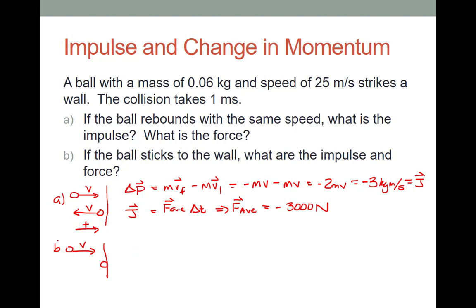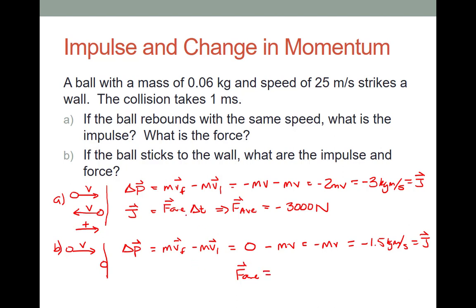For part B, my change in momentum, again, will be mv final minus mv initial, which in this case will be 0 because we're not moving at the end, minus mv, which is negative mv, which will be 1/2 of what I had in the previous part. My average force will then be the impulse divided by time, which will be negative 1,500 newtons.